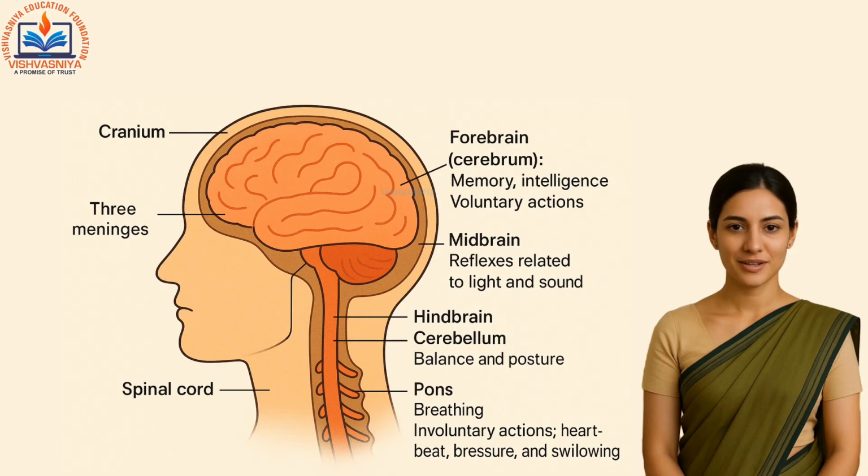The brain is protected by the cranium, skull, and 3 membranes called meninges. It has 3 main parts: forebrain, cerebrum, memory, intelligence, and voluntary actions; midbrain, reflexes related to light and sound; hindbrain, cerebellum for balance and posture; pons for breathing; medulla oblongata for involuntary actions like heartbeat, blood pressure, and swallowing. The spinal cord, protected by the backbone, conducts messages and also controls reflex actions.